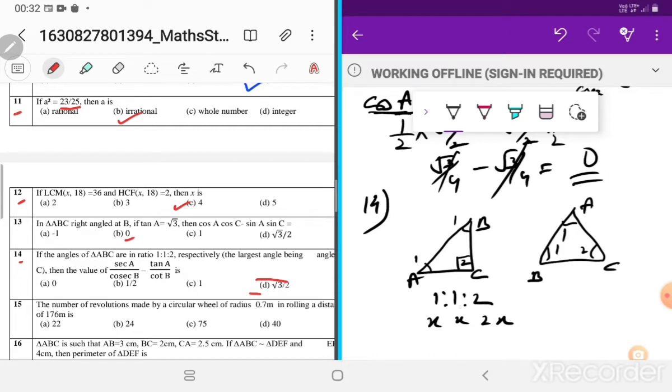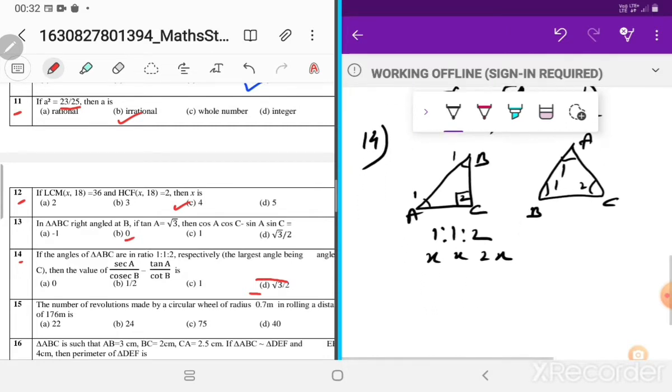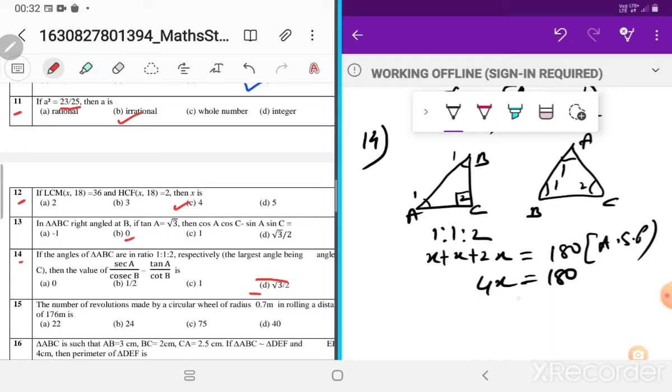Now in a right angle triangle or in any triangle, we know the angle sum property. The sum of all the three angles is what? 180 degree. Angle sum property. So I have now 2 plus 1, 3 plus 1 is 4. So 4x is equal to 180 degree. Then x is what? 40 degree. 45, sorry. 4 4s are 16, then we got 2, 4 5s are 20. I got 45 degree here.